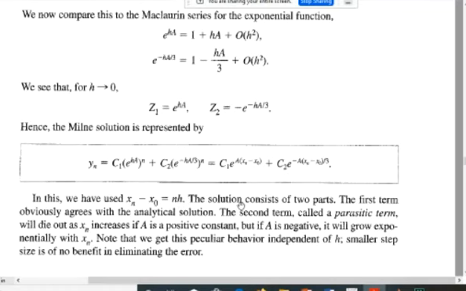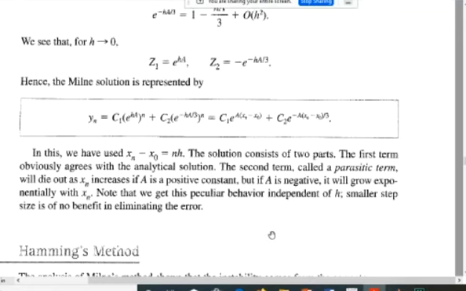The solution consists of two parts. The first term obviously agrees with the analytical solution. The second term, called the parasitic term, will die out as x_n increases if a is a positive constant. But if a is negative, it will grow exponentially with this x_n.